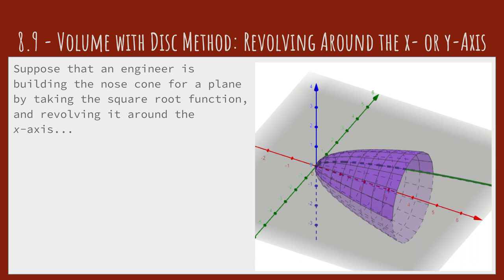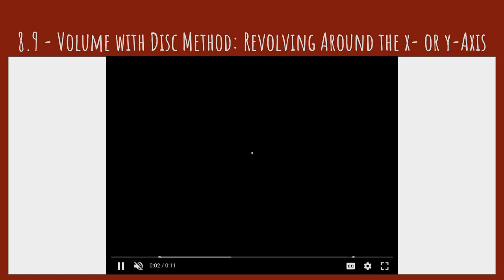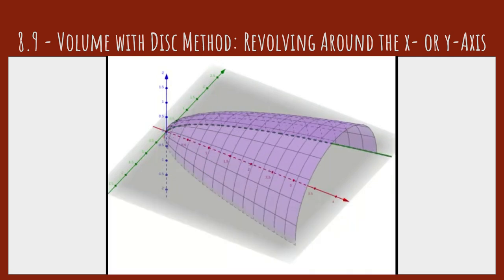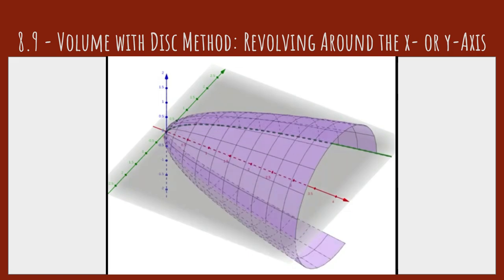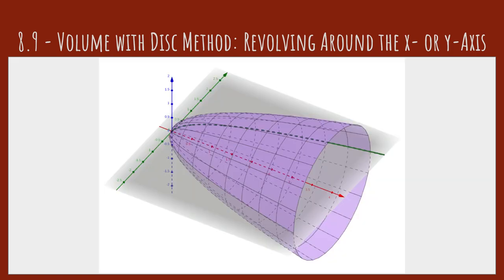Let's look through how we're going to get that shape and how we can use what we know about it to find the volume. First, we take the square root function and rotate it around, just giving you a visual of how we get the shape. So we have this nose cone. It doesn't have to be a nose cone, but it's a shape we get by revolving around an axis, not necessarily the x-axis.